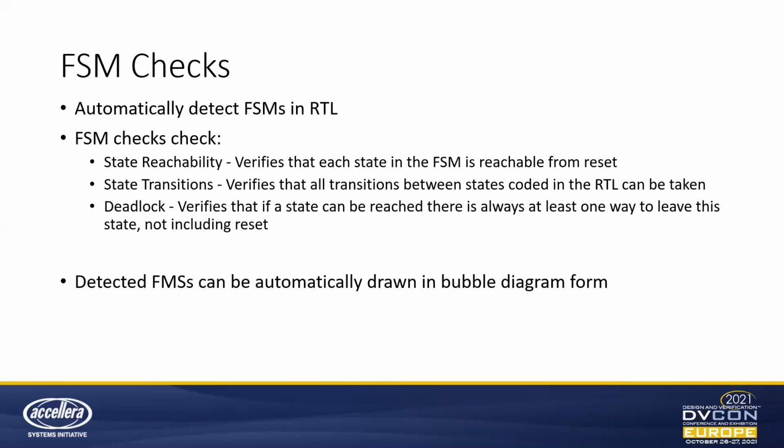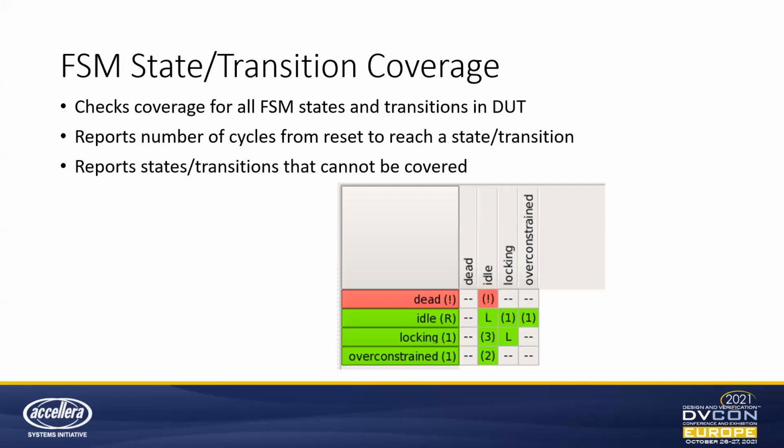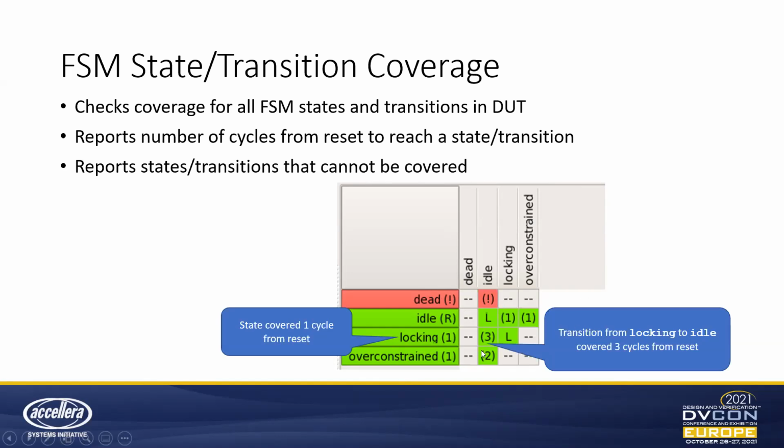The detected FSMs can be automatically drawn in a bubble diagram form, as you will see shortly. And this is the metrics view that is displayed in the OneSpin tool for an FSM. What does this metrics view represent? You have the states on one side, and then you have the transitions. For example, for state blocking here, we see that this state is covered in one cycle from reset. So basically there is a way to get into this state one cycle after reset. Then we have the transitions, which are encoded in this metrics view here. We see that the locking to idle transition is covered in 3 cycles from reset.